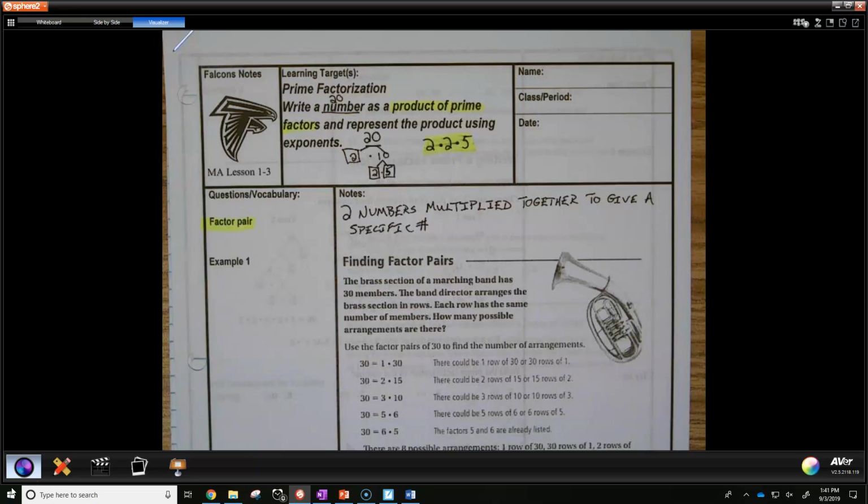Now, let me ask you this. Was it hard to know whether we had them all? Even now, I was really trying to think, did we get them all? The reason it was hard to identify all our factor pairs was because they were just random.